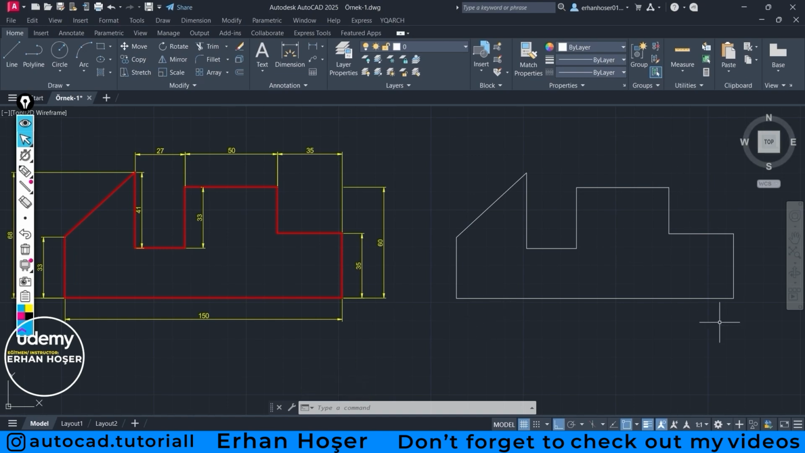Such drawings are very important at first. In our next lesson, we will see how to draw from the 0, 0 point in the coordinate system, so see you in our next lesson.